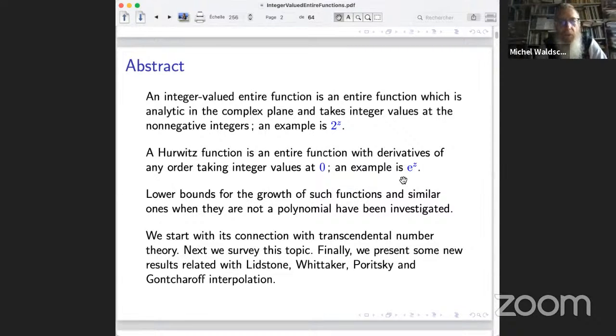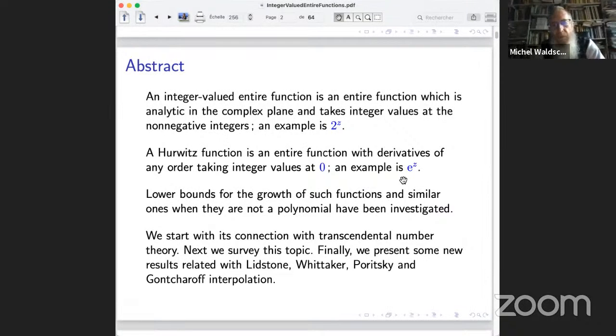And so the main purpose is to give lower bounds for the growth of such functions and similar ones when they are not polynomials. And I will start by explaining the connection with my favorite topic, which is transcendental number theory. So I will explain the connection between integer valued functions and transcendental number theory. Then I will review the subject of integer valued entire functions. And after that, I will present some new results which are related with the Lidstone, Whittaker, Poritsky, and Goncharov interpolation.